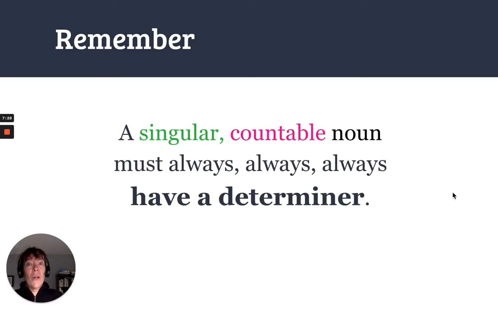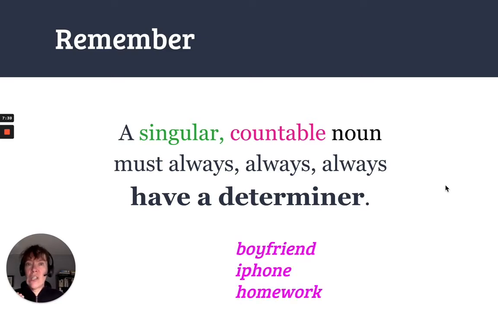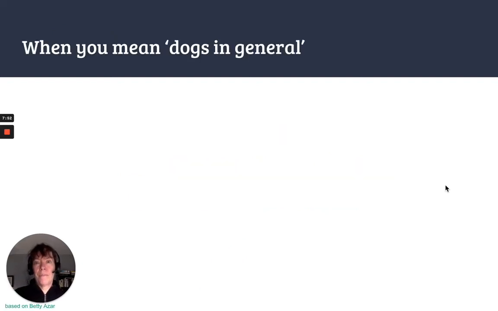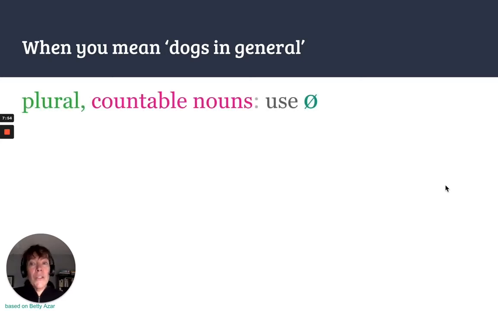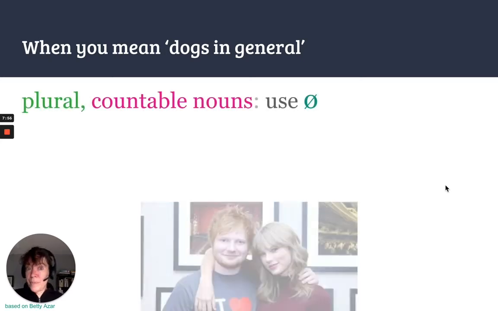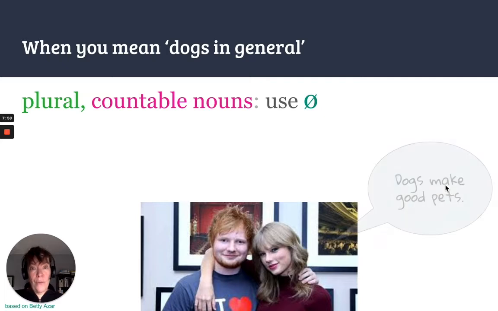Right, a singular countable noun must always, always, always have a determiner, have something in front of it. If it is sitting there by itself, that's wrong. Boyfriend, you'd have to say my boyfriend, this iPhone, the homework. You must have a determiner, something in front of it.